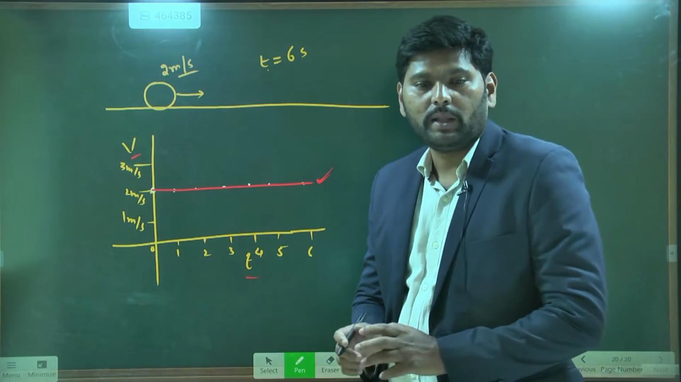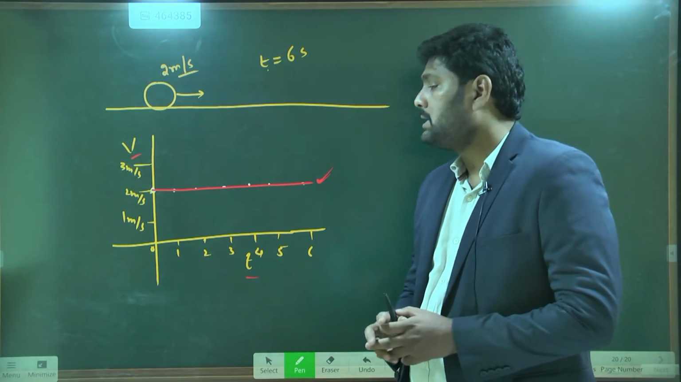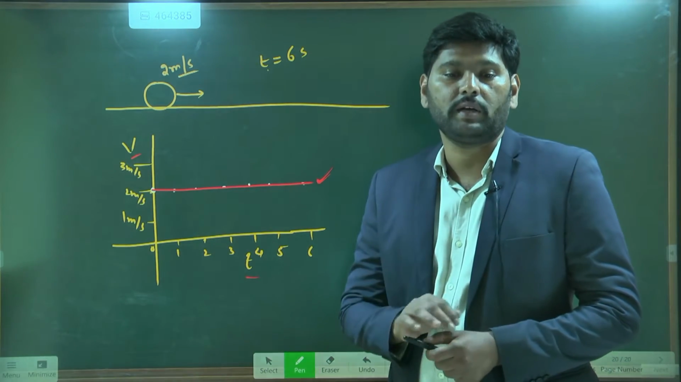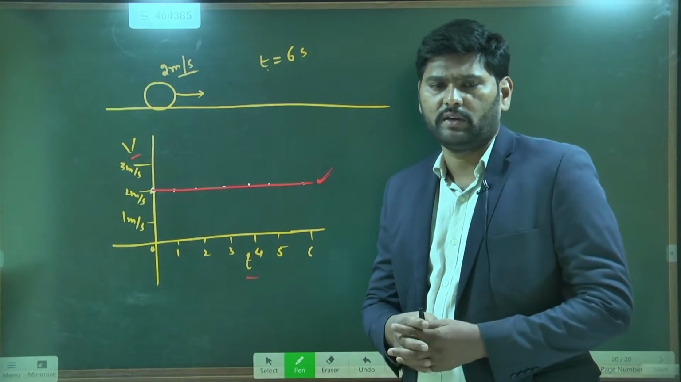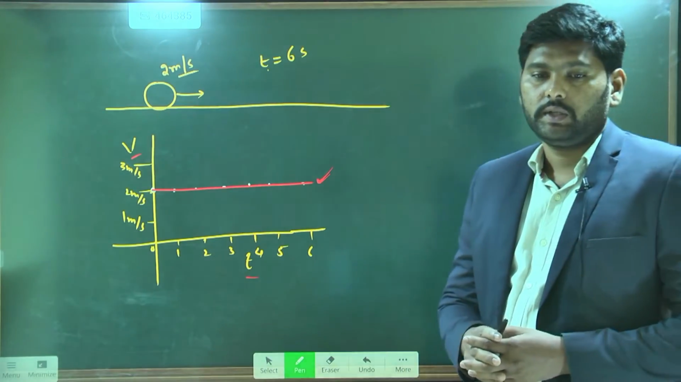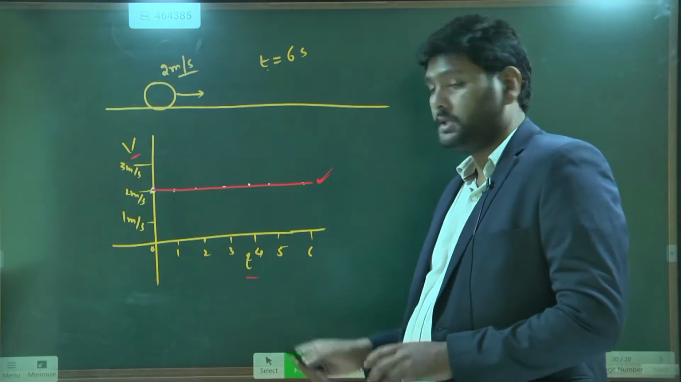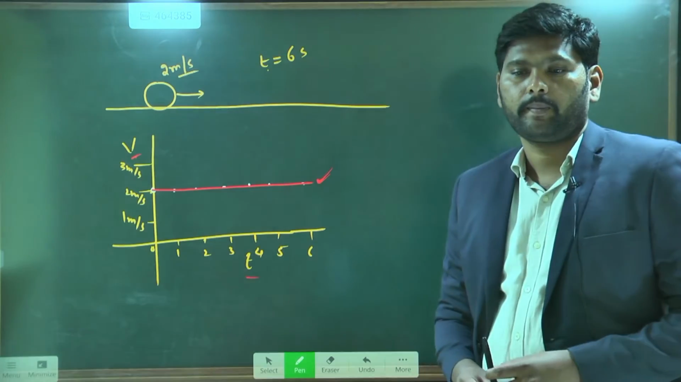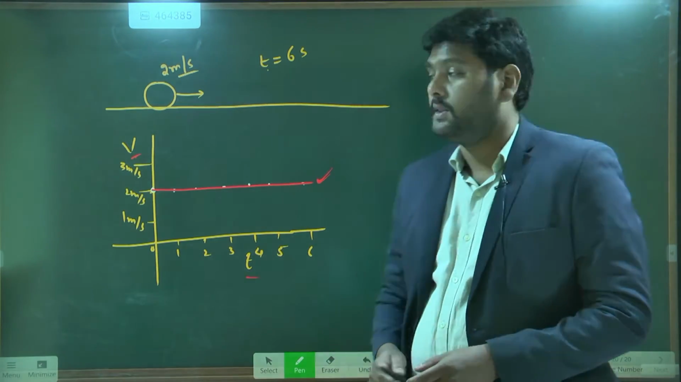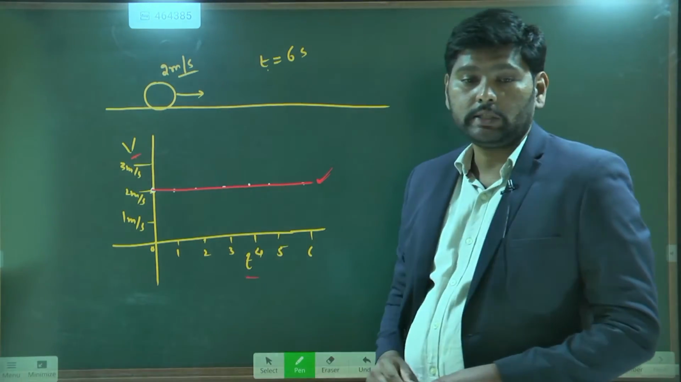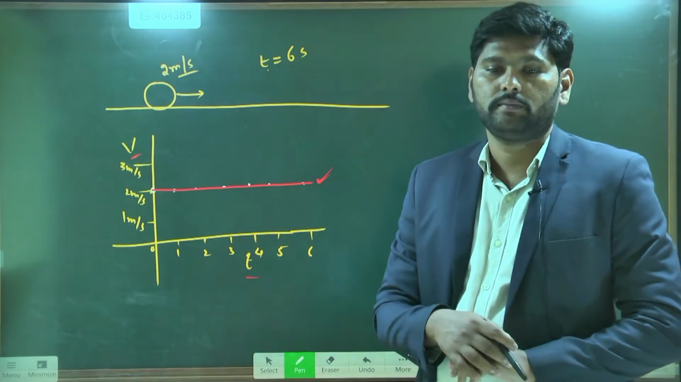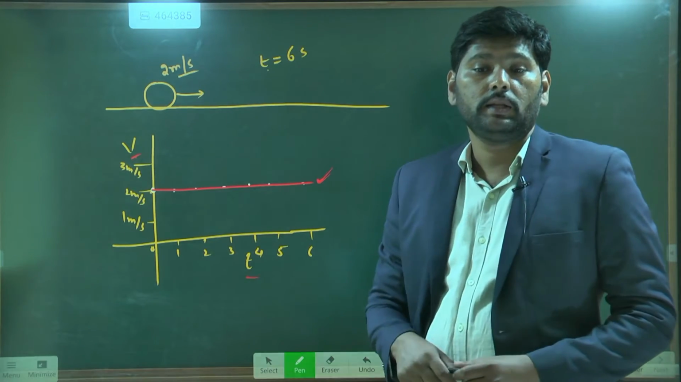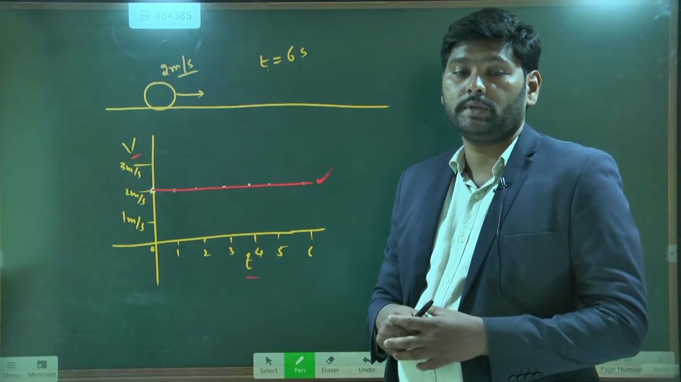What is the distance traveled by the body? You can get it by using the slope of the graph or the area of the graph. Which one is it? In the speed versus time graph, the slope of the graph represents acceleration. And the next thing, in the speed versus time graph, the area under the graph represents distance.